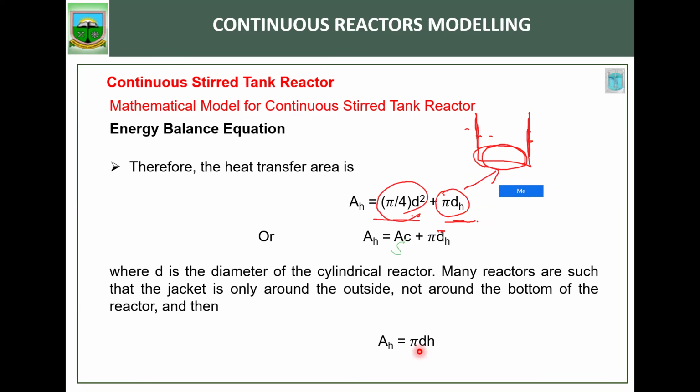This is for the surrounding of the wall. That's how you check it. But if the cooling is only on the flat surface here, then you can use this. So you define the area based on the section where the heating jacket covers. All right.